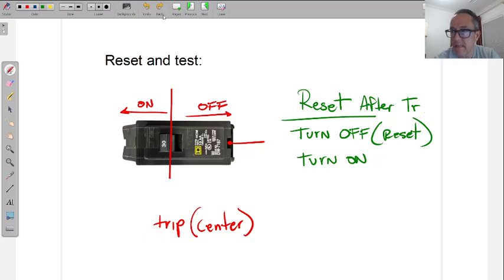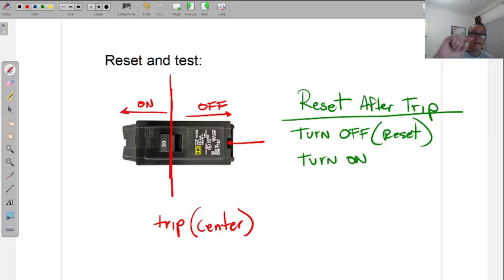Because when you walk up to the breaker, when it's tripped, the handle is going to be in the center position like that. It's even going to be wobbly. You're going to be able to move it. So you have to force it. You got to go all the way closed. Oh, sorry, all the way open, technically. Off. And then you go back on.